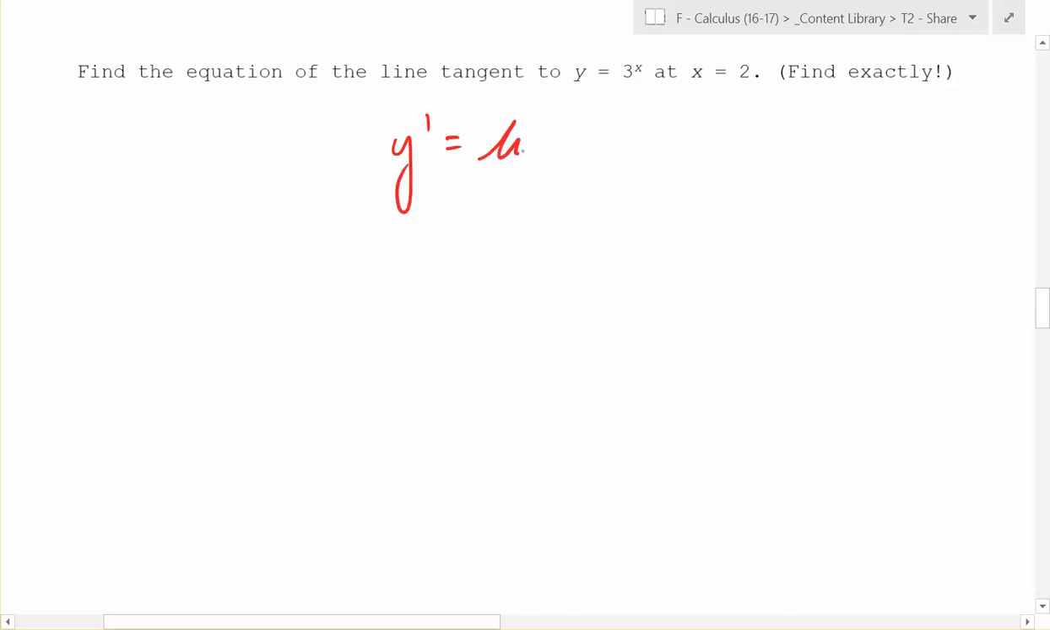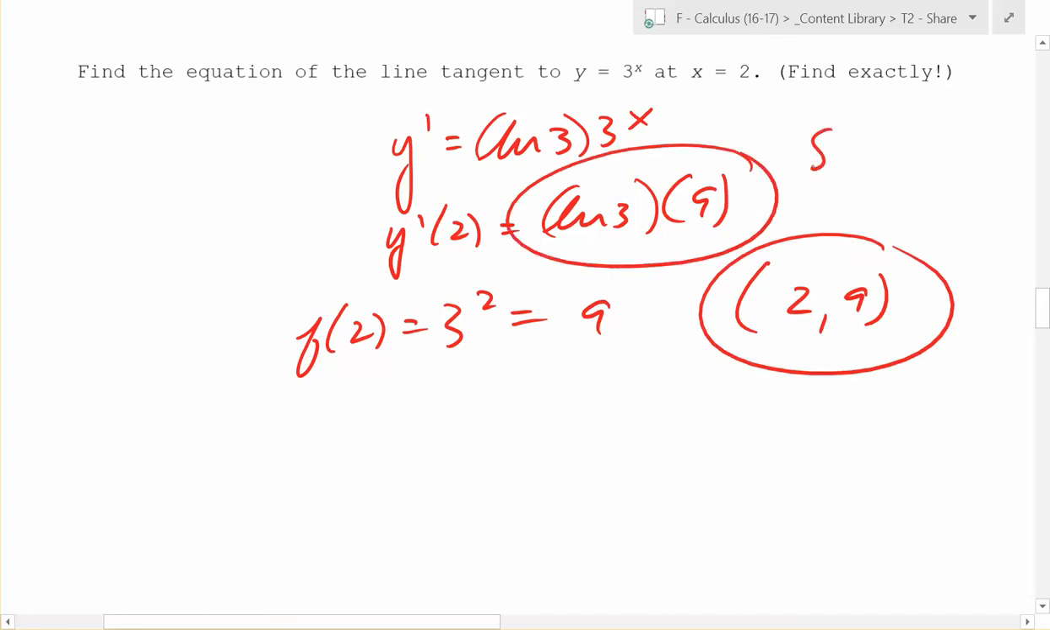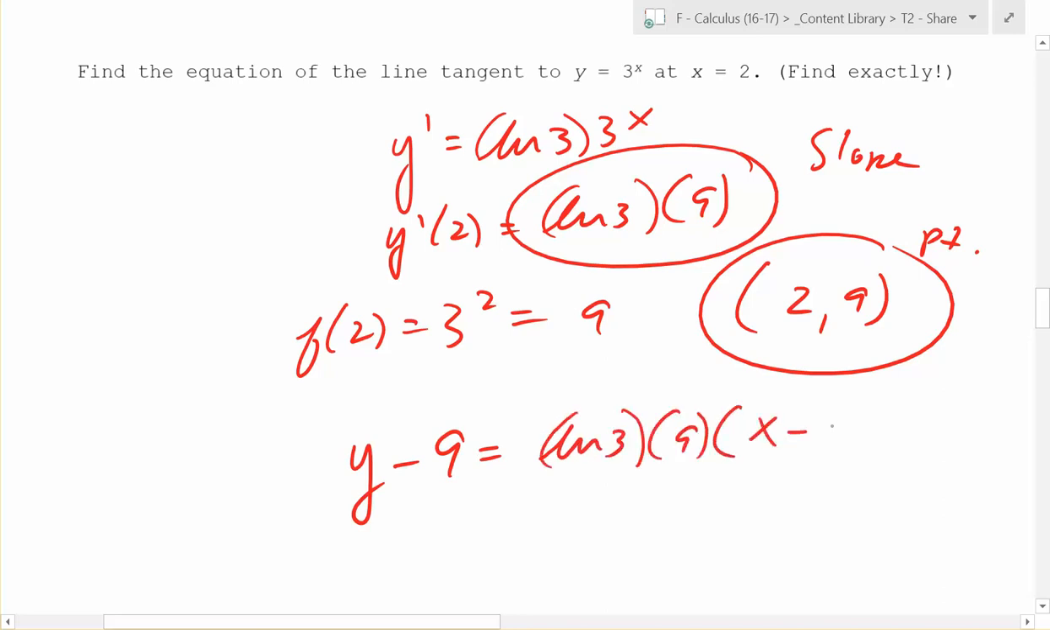You guys did it great. It was ln 3 times 3 to the x. So what is y prime when x is 2? ln 3 times 9. So then what is the function when x is 2? Well, that's 3 to the 2, which is 9. So what's the point? Here's your point, and there's your slope. So you have y minus 9 is equal to ln 3 times 9 times x minus 2.